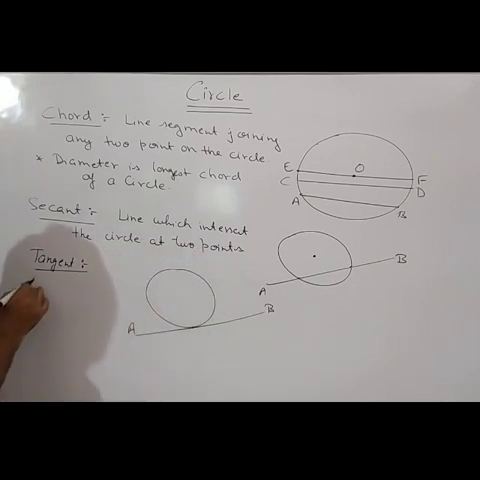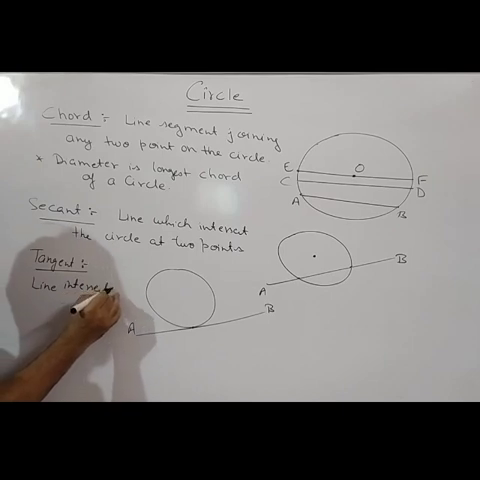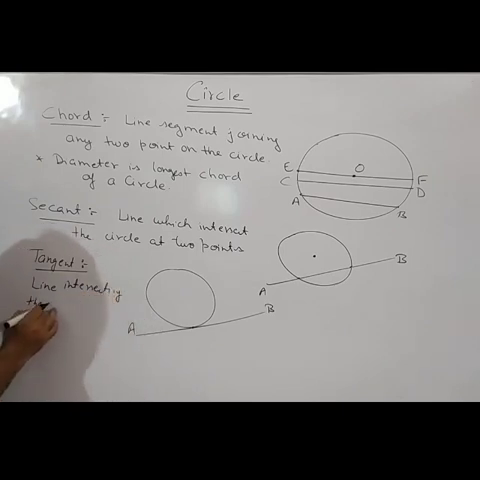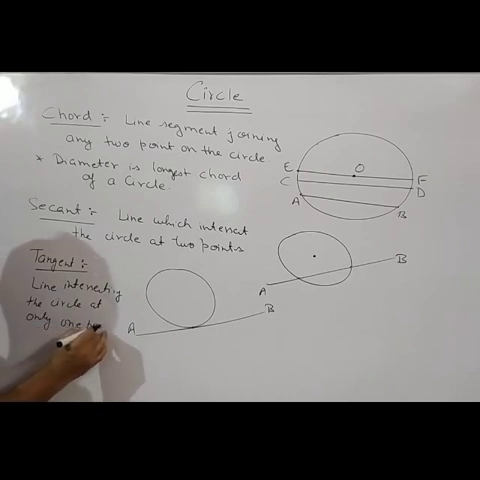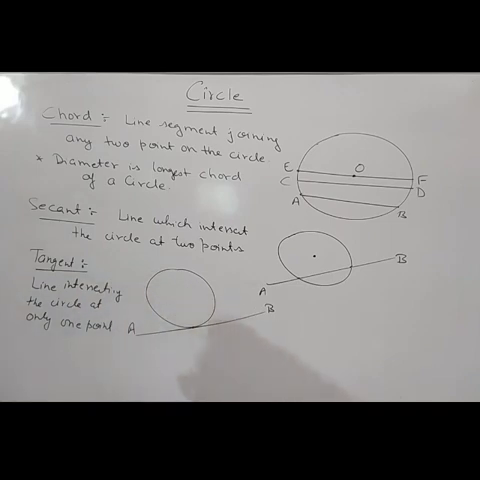So what is tangent? A line intersecting the circle at only 1 point is called tangent.